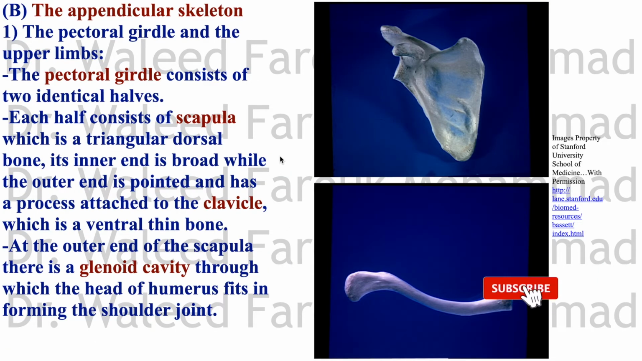The appendicular skeleton معناها الهيكل الطرفي، مش المحوري اللي احنا أخدناه في المحاضرة اللي فاتت. الهيكل الطرفي يعني الإيدين والرجلين.